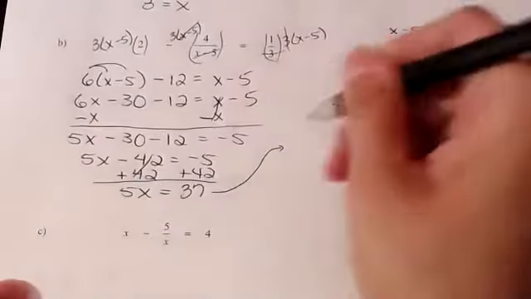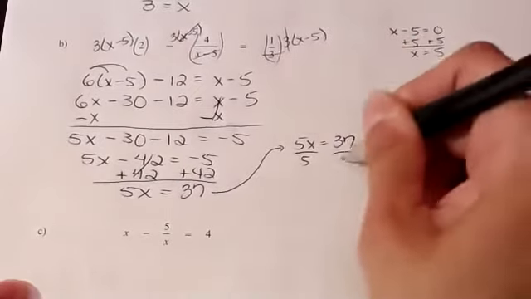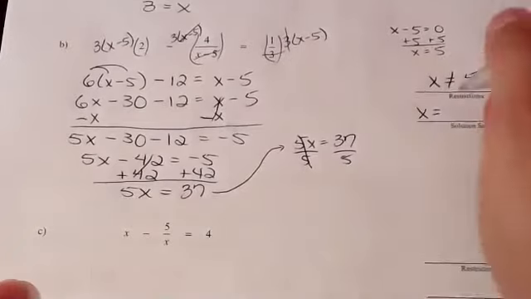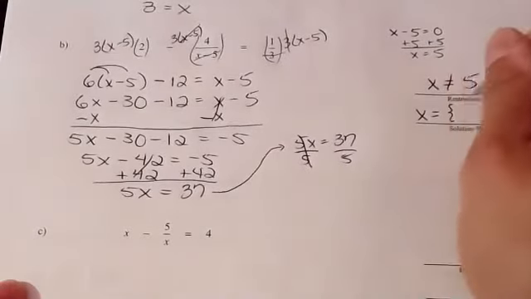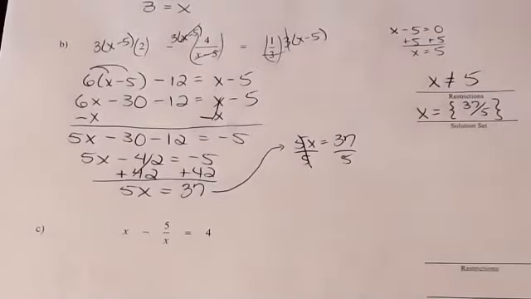And then divide. Yeah, and then divide. We're going to divide both sides by 5. And voila, your solution set, thank you, Tiana, is that X is equal to 37/5. And you're done.